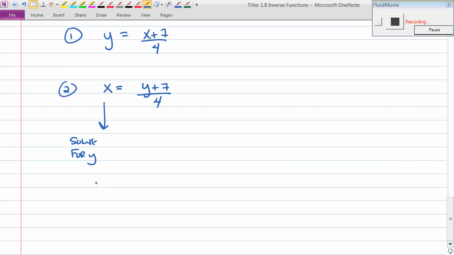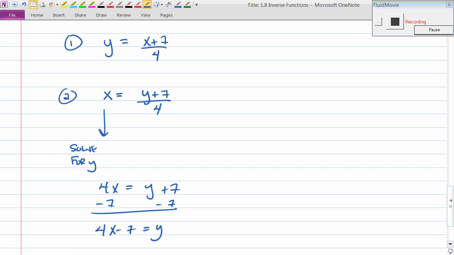Exactly, the mental way: doing opposite stuff in opposite order. That makes way more sense to me than this algorithmic way, but I'll show you both. So if I want to solve this for y, I'm going to multiply both sides by 4, and I'm going to get 4x is equal to y plus 7. And then I'll subtract 7 from both sides. Hey, check it out. 4x minus 7 is equal to y.